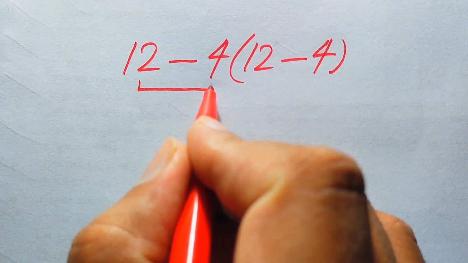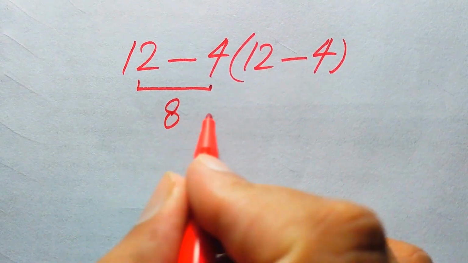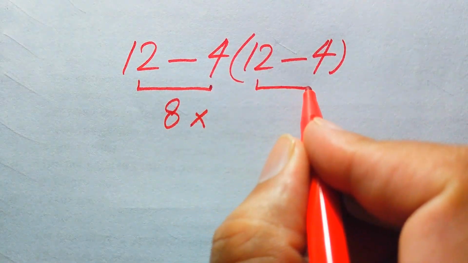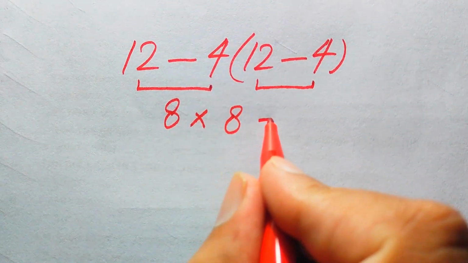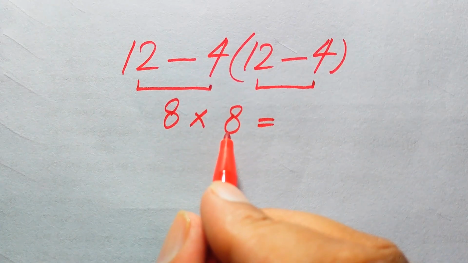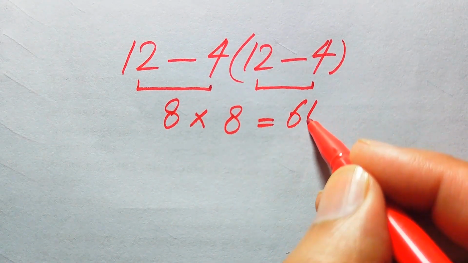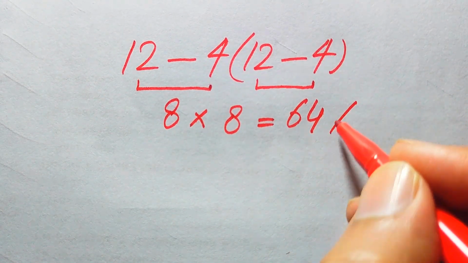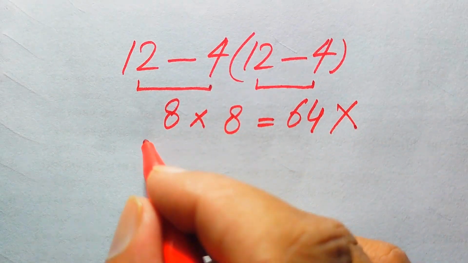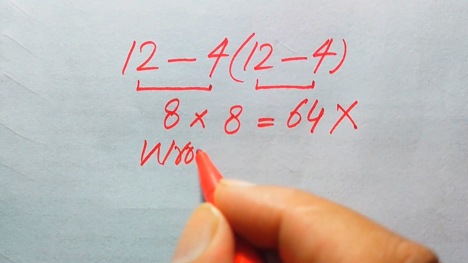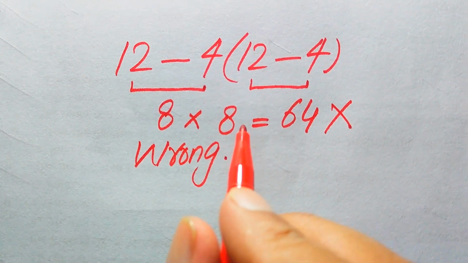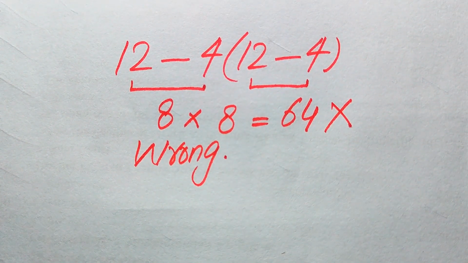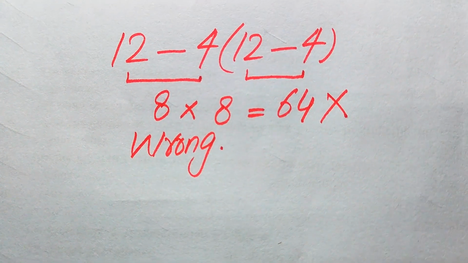12 minus 4 equals 8, times 12 minus 4 equals 8. So we have 8 times 8, which becomes 64. So this is our wrong answer, and this is the wrong process to solve this problem. Some students make these mistakes in the exam, so please avoid these steps.